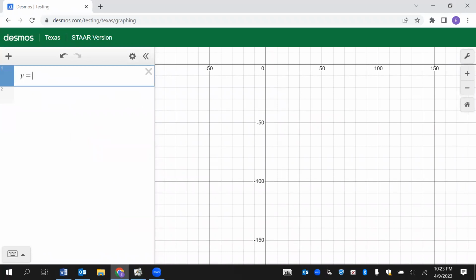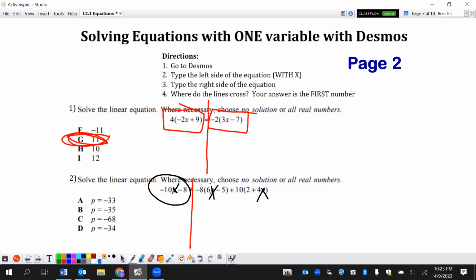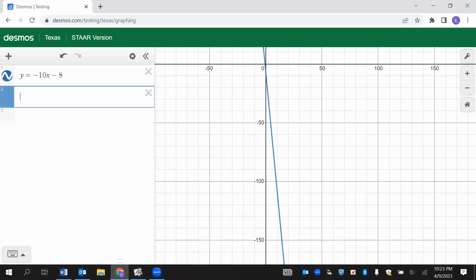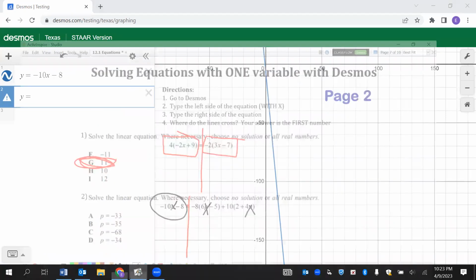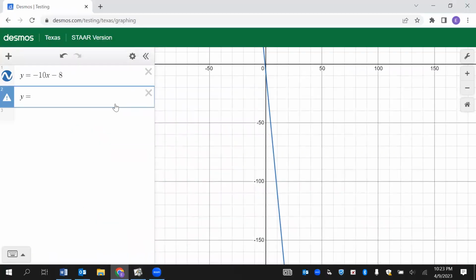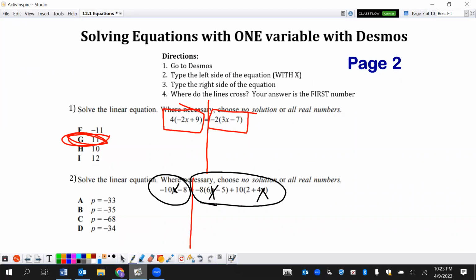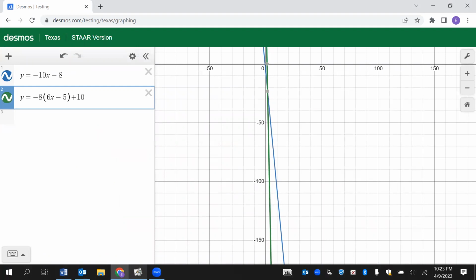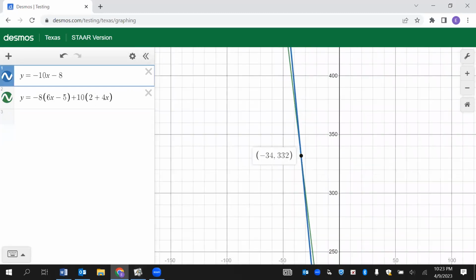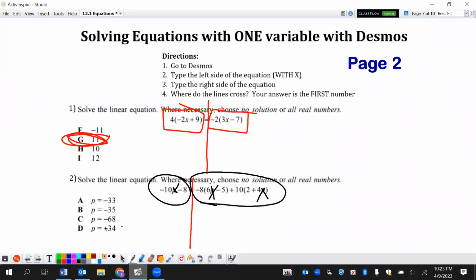Line number 1, y equals, and then I'm going to copy the left side, negative 10x minus 8. Second line, I'm going to type y equals, and then I'm going to copy all of this right side, negative 8, 6x minus 5, and plus 10, 2 plus 4x. Okay, so again, I have to find where they cross. I'll just scroll around. And the first number is negative 34. So negative 34 is my answer.